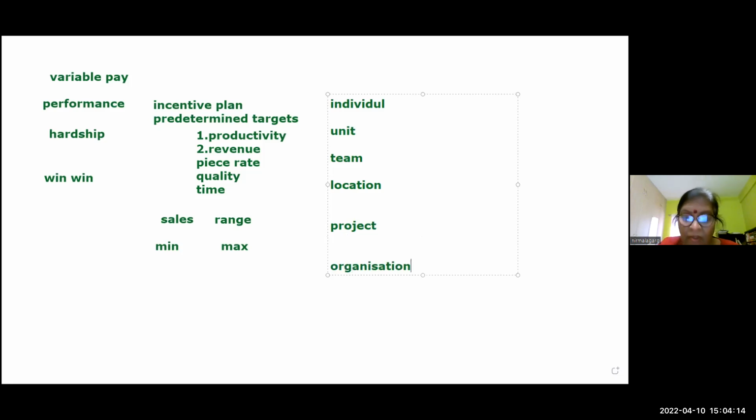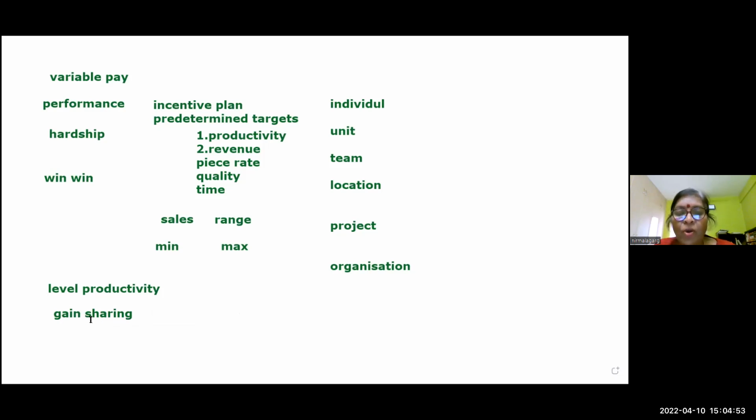Right? So in all this, the objective is to increase what? The level of productivity. That is the key objective. Now, at a unit or a team level or a location level, it is also called gain sharing. What is it? Sharing of gains. Simple.